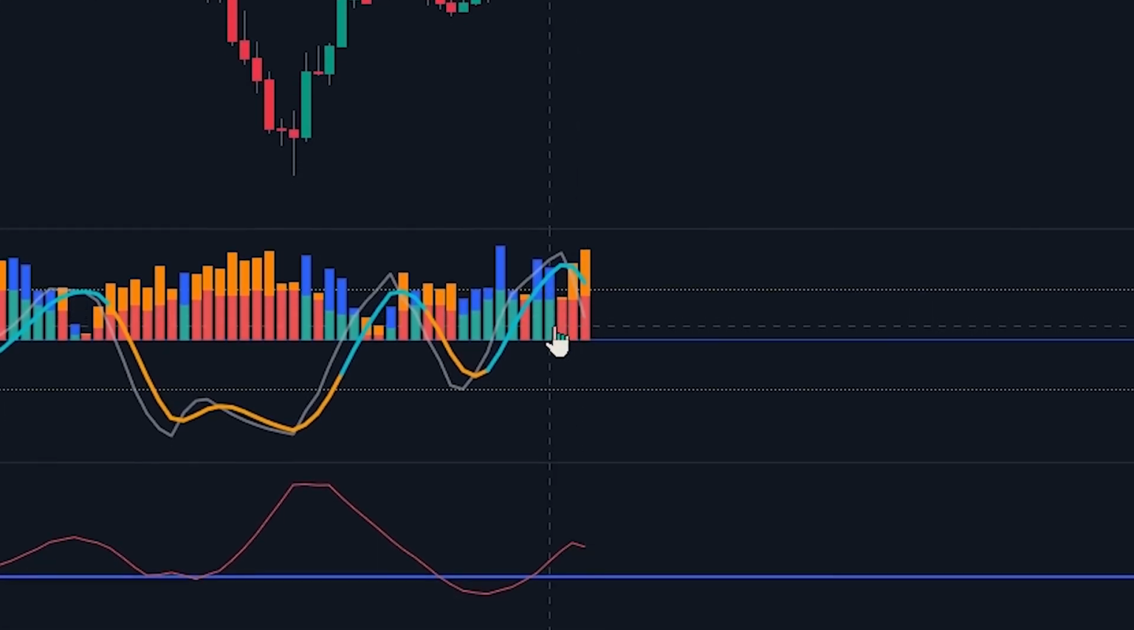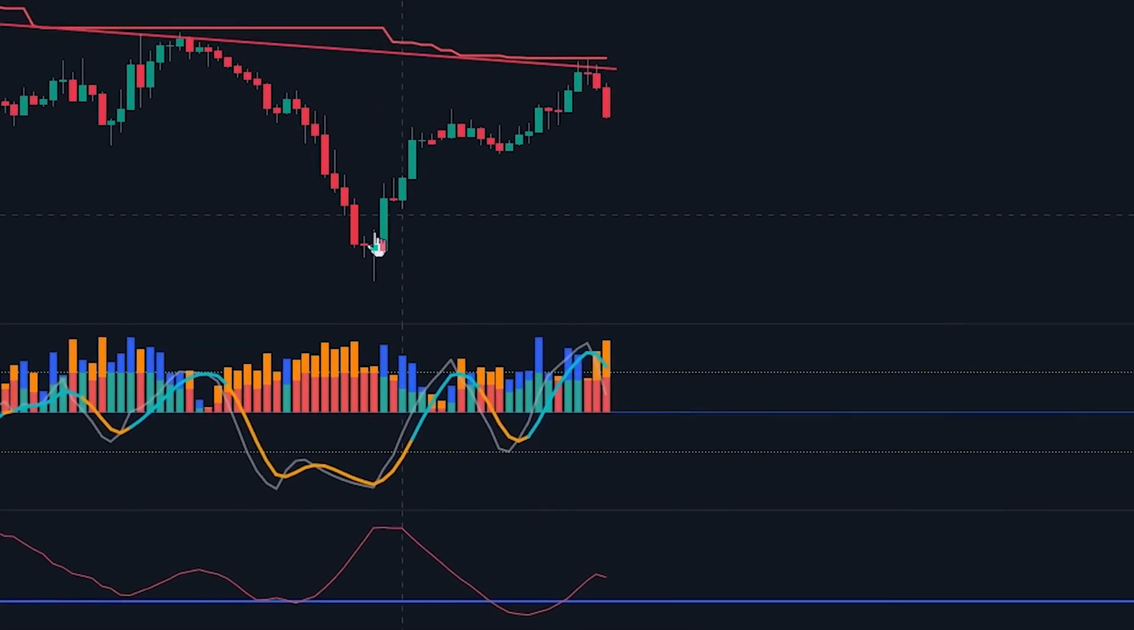Finally, if we take a look at the ADX indicator, we can see that it's above the 20 level, indicating that there is enough volatility in the market to push the price further in the downward direction. Because of these signals, let's enter into the sell position.